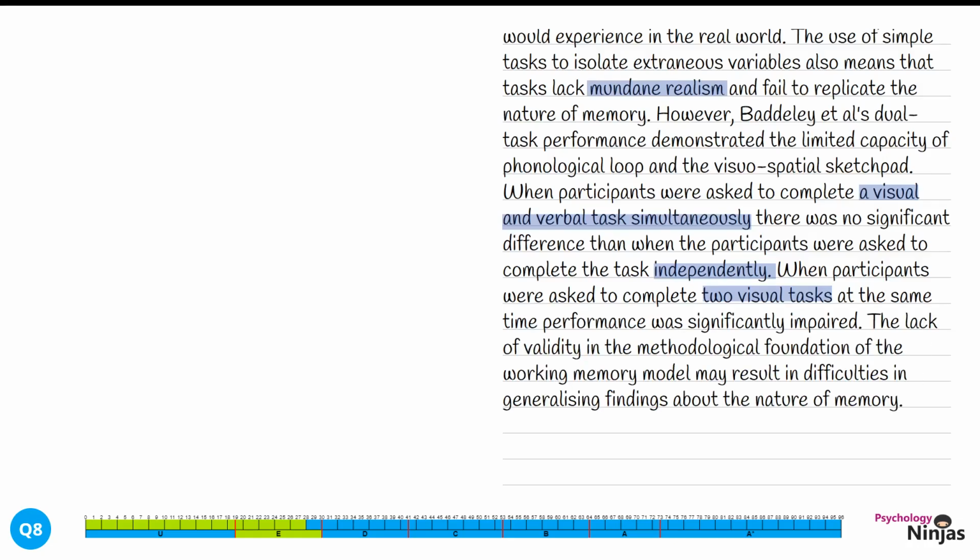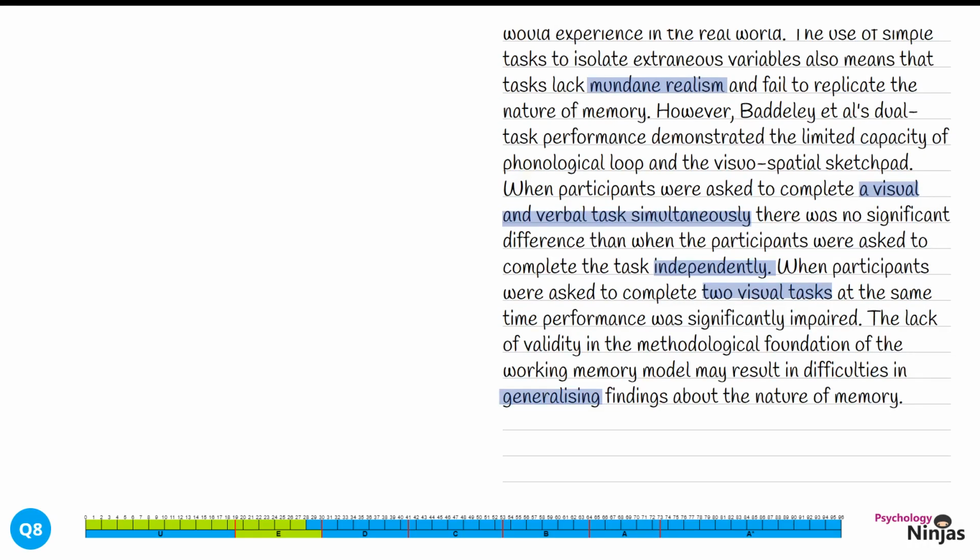The lack of validity in the methodological foundation of the working memory model may result in difficulties in generalising findings about the nature of memory. It's critical here we discuss the impact of these problems, saying that we're not able to generalise or use these results or apply them outside of the study. We're going to complete our essay by giving some final judgments.